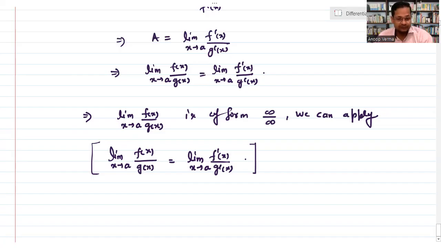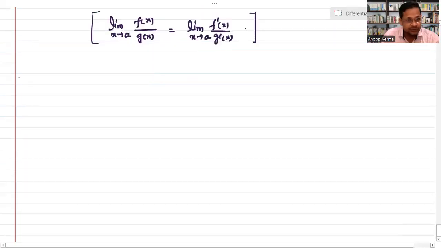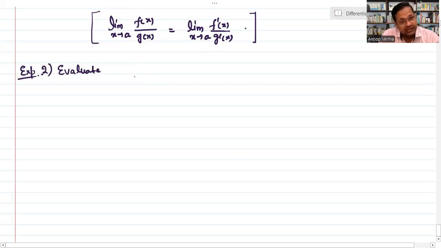Okay, so next, let's discuss one example here. They are asking to evaluate. It was example number 2 from your textbook. Evaluate limit x tending to 1 of log(1 minus x) divided by cot(pi x).